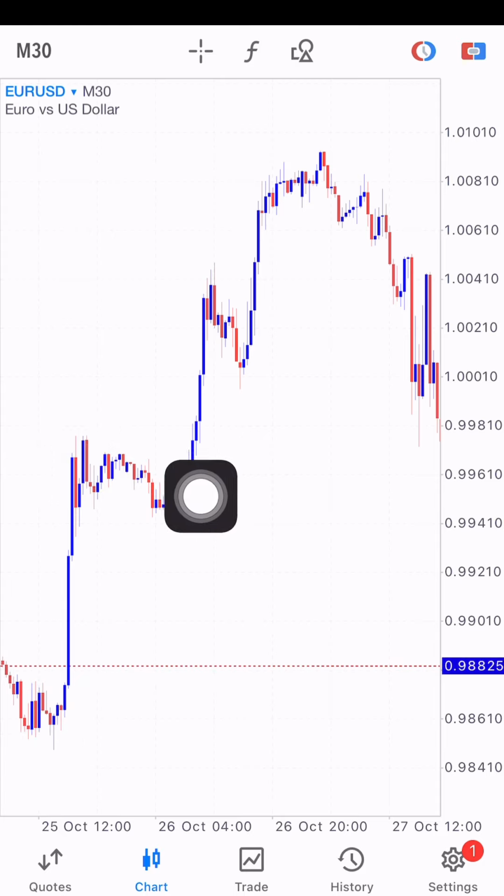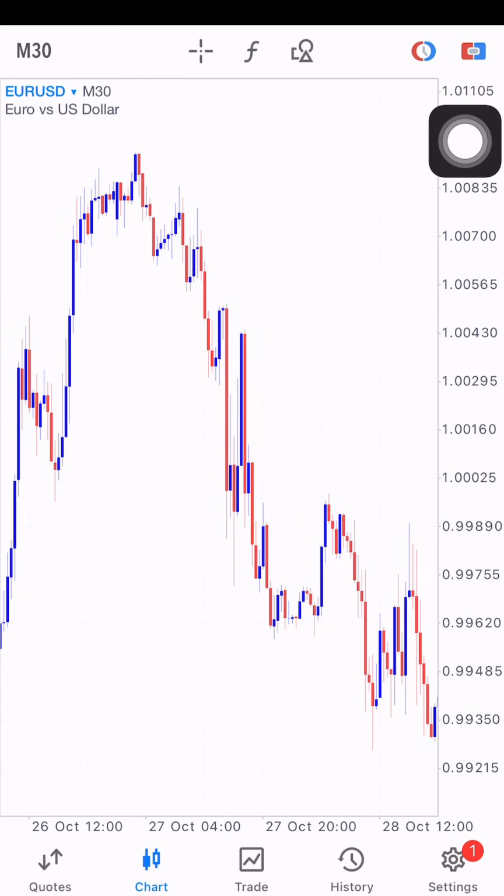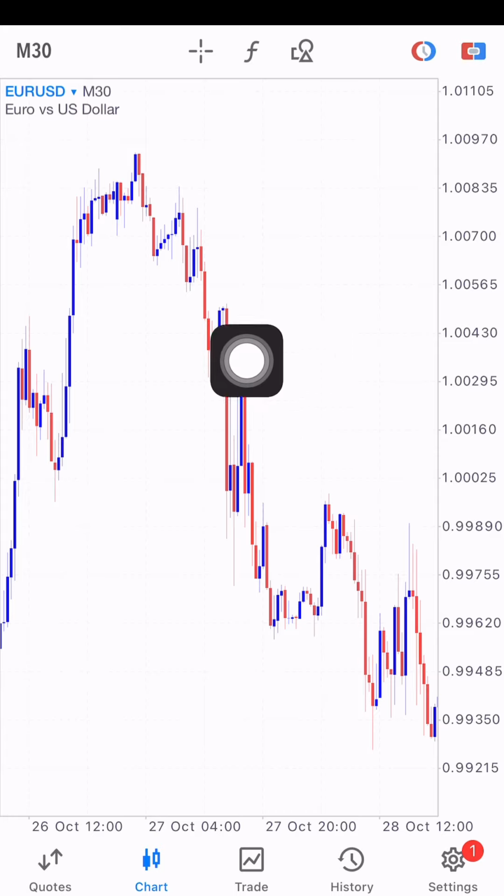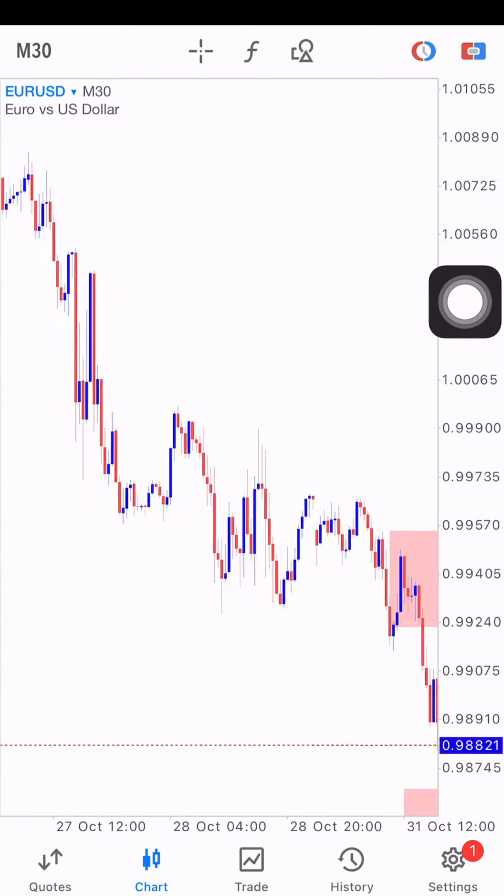This is one high. It came down, it made another higher high, came all the way down here, made another higher high, then it reversed again, making a lower low. It broke the structure, you understand? So there's a break of structure here, came down, made a lower low, lower than this high rather, you understand? Then it came all the way down, you understand?